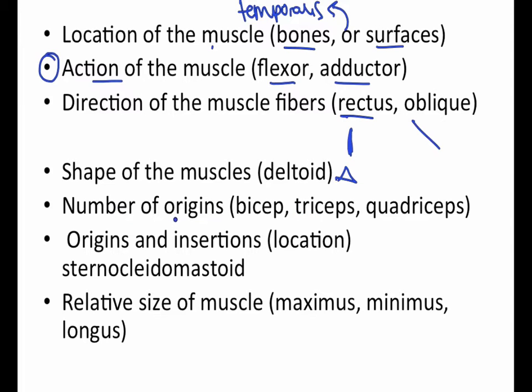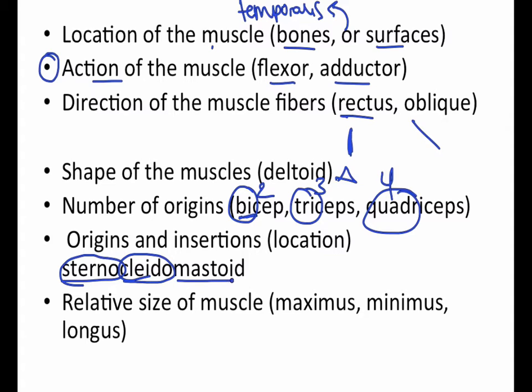The number of origins are things like bicep, bi meaning 2, tricep meaning 3, quadricep meaning four. Okay, so the number of origins. And then the origin and insertion location. An example of this would be sterno, meaning sternum, cleido, meaning your clavicle, and then mastoid, meaning your mastoid process. Okay, so each of those, their location.